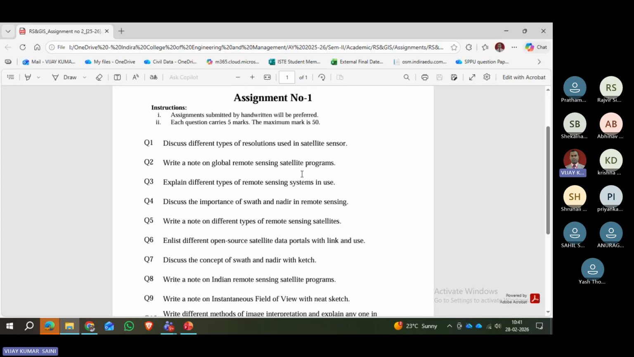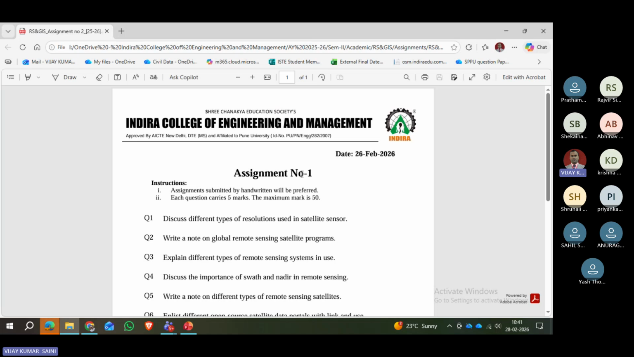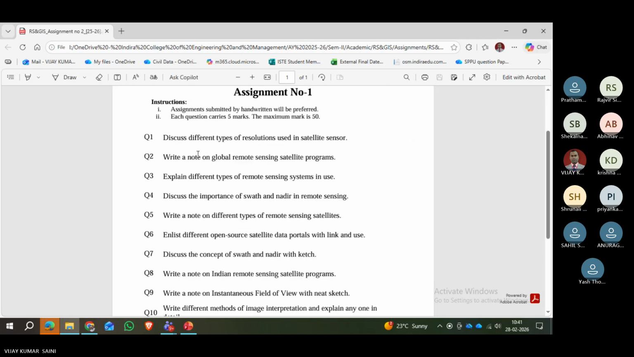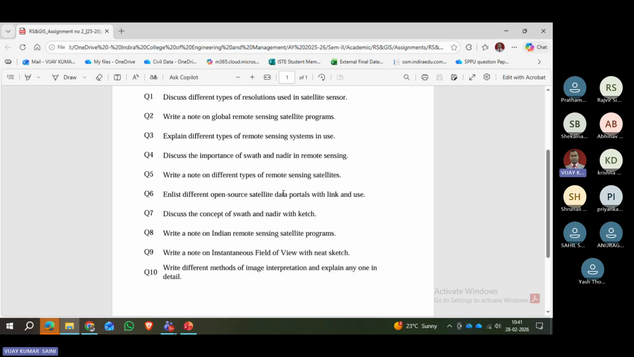This assignment has already been given to you. Please utilize these 2 days and try to figure out these answers and write them in your notebook. If you submit through Google Classroom, it will be good. Or you can keep the notebook and meet me in person to get it checked. This will help you before your exams, your in-sems. It will give you a basic idea what exactly to write and how this is to be done.